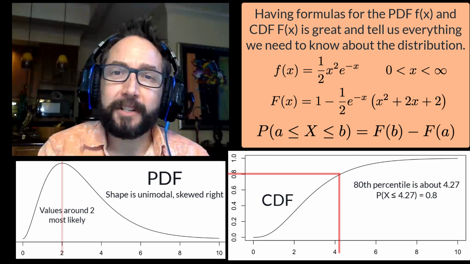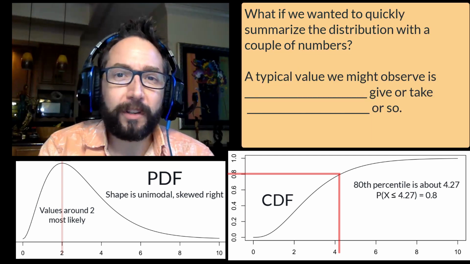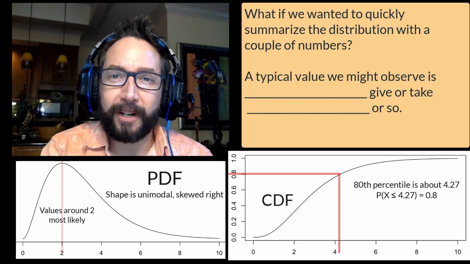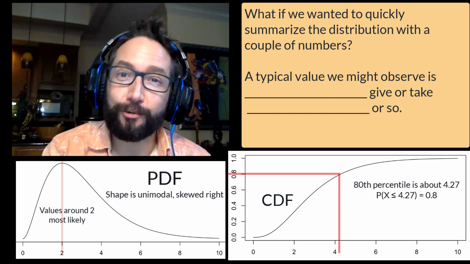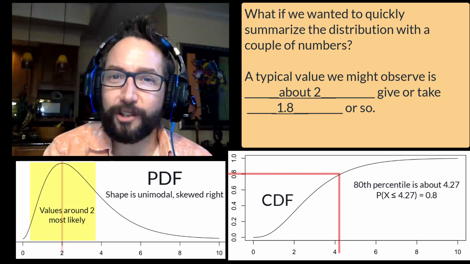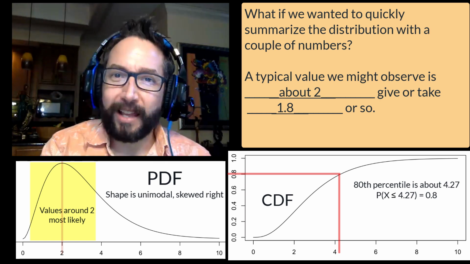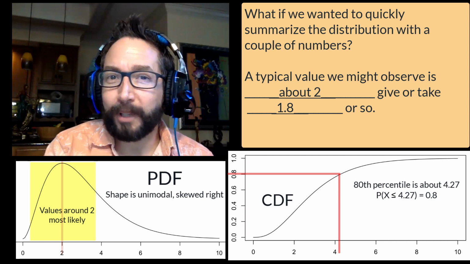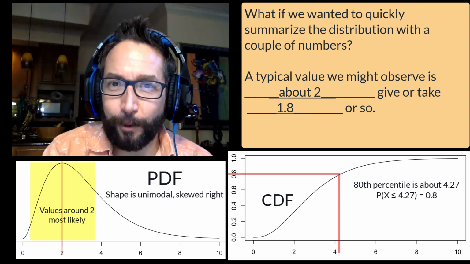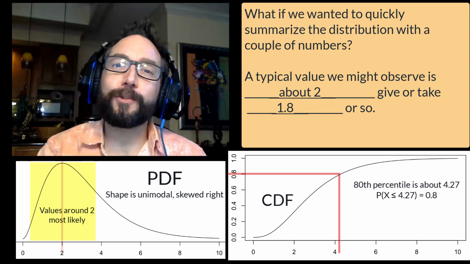But what if we just wanted to summarize this distribution with one or two numbers? What if we wanted to answer the question, well, what's a typical value that we might observe from this distribution? And what's the give or take associated with that? Usually when I like to summarize distributions, I say the typical value from this distribution is blank, give or take blank or so. So how do we fill in those two blanks?